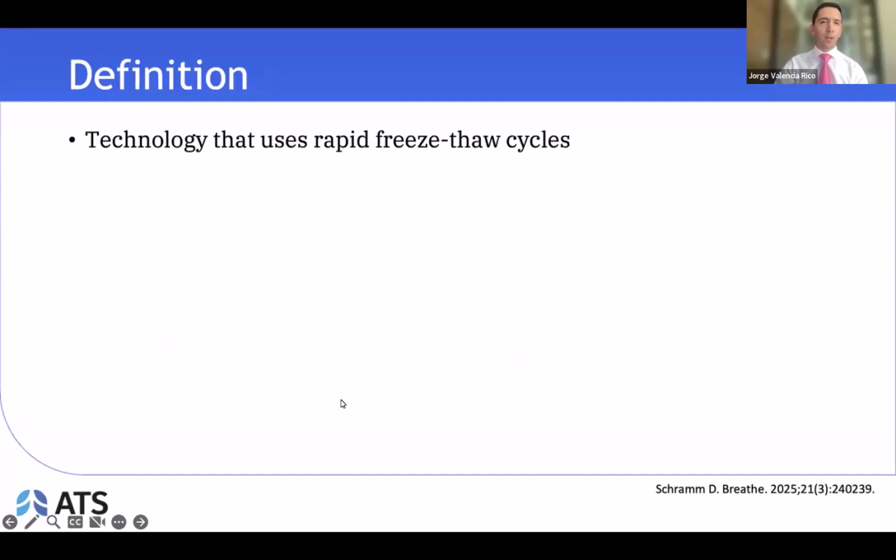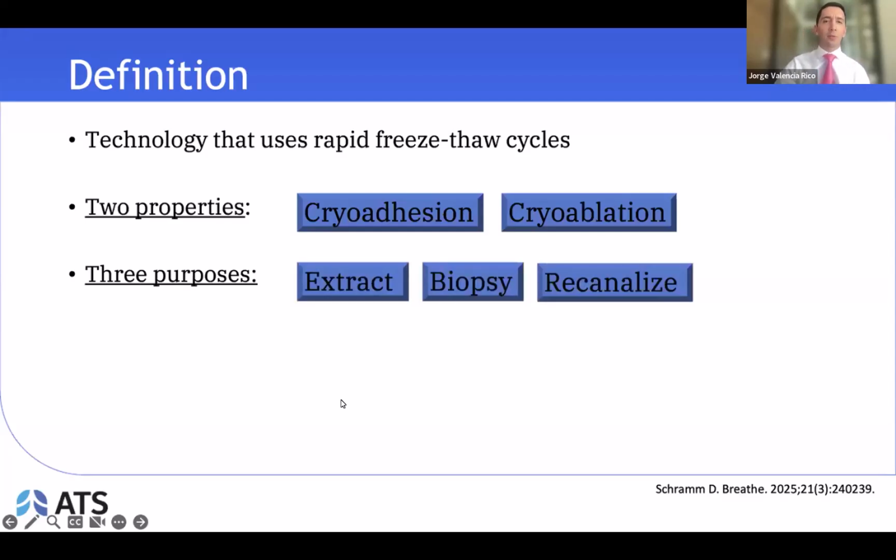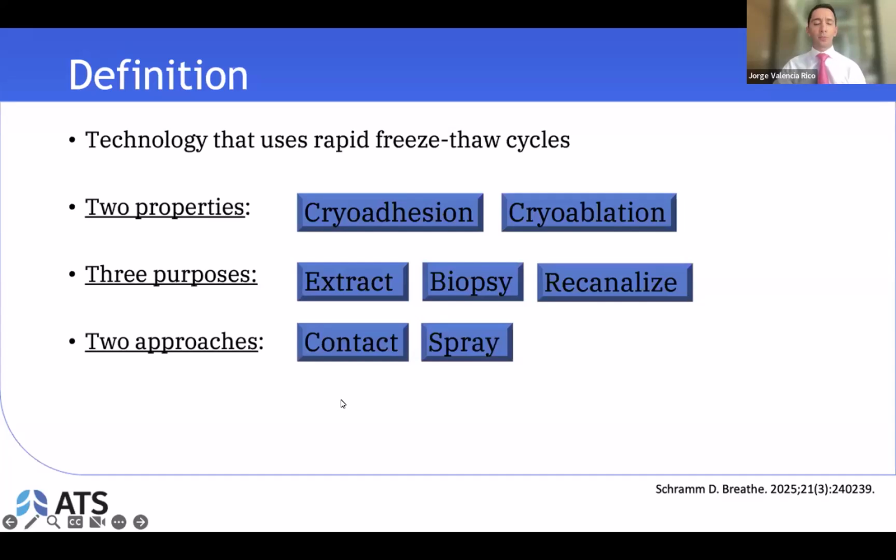What is cryotherapy? Cryotherapy is a type of technology that uses rapid freeze-thaw cycles, and it has two properties. One of them is the adhesion component, and the other one is the ablation. These two properties serve three main purposes. One is the extraction, the other one is biopsies, and then it can be used to recanalize the airway as well. The way to use cryotherapy is through either contact cryotherapy or spray cryotherapy. We're going to focus on contact cryotherapy during this lecture.